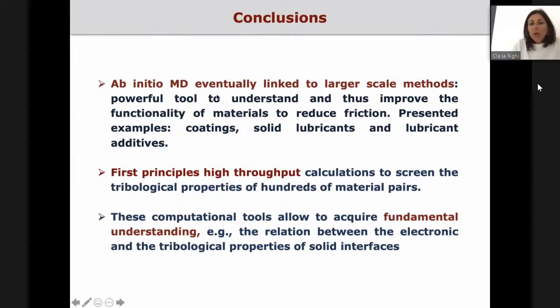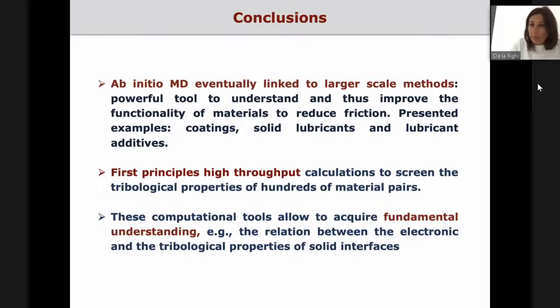So in conclusion, I hope that I convinced you that ab initio molecular dynamics, eventually linked to larger scale methods, is a powerful tool to understand and improve the functionality of materials to reduce friction. I presented some examples concerning coatings, solid lubricants, and lubricant additives. And I've also shown that first principle high throughput calculation can be used to screen the tribological properties of hundreds of material pairs.